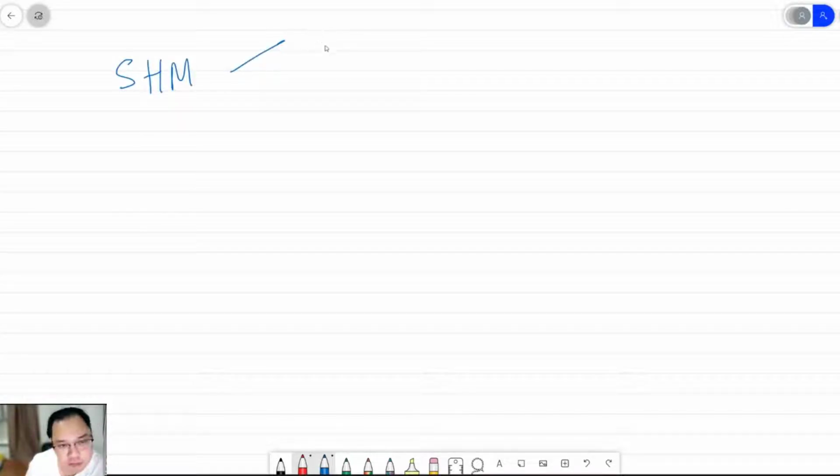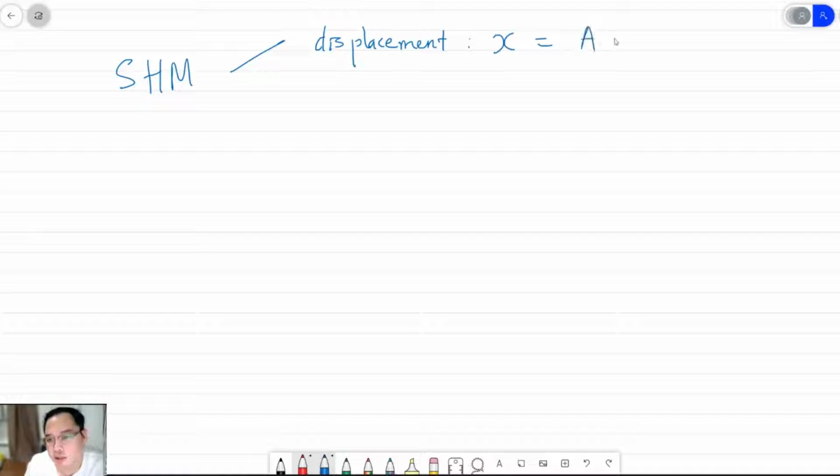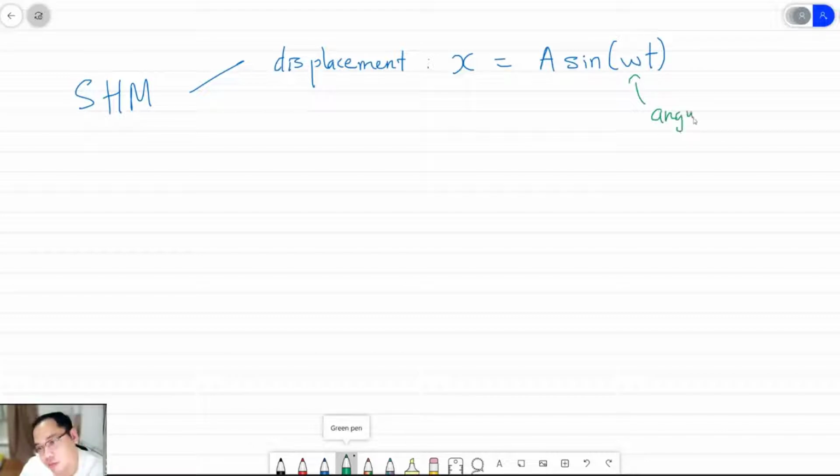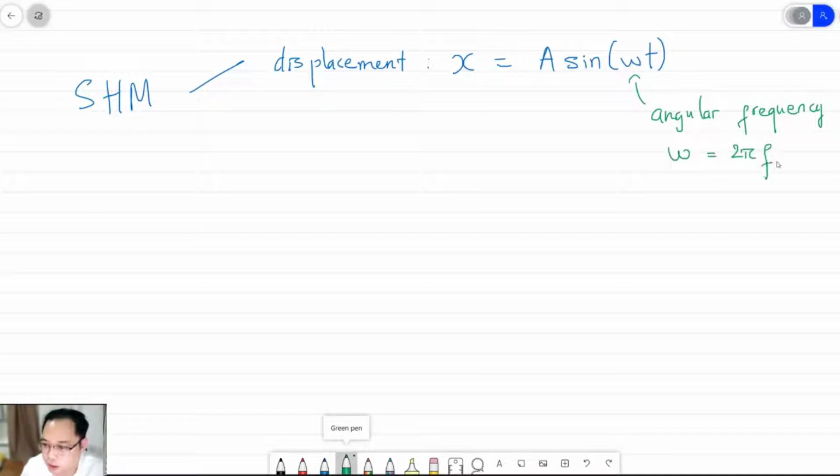So simple harmonic motion has two main properties. Firstly, its displacement is described by a sine function. Displacement x will be described as the amplitude times sine of omega t. Omega in this equation is called angular frequency, and it is equal to 2 pi times the normal frequency. Frequency f is the number of oscillations in 1 second.